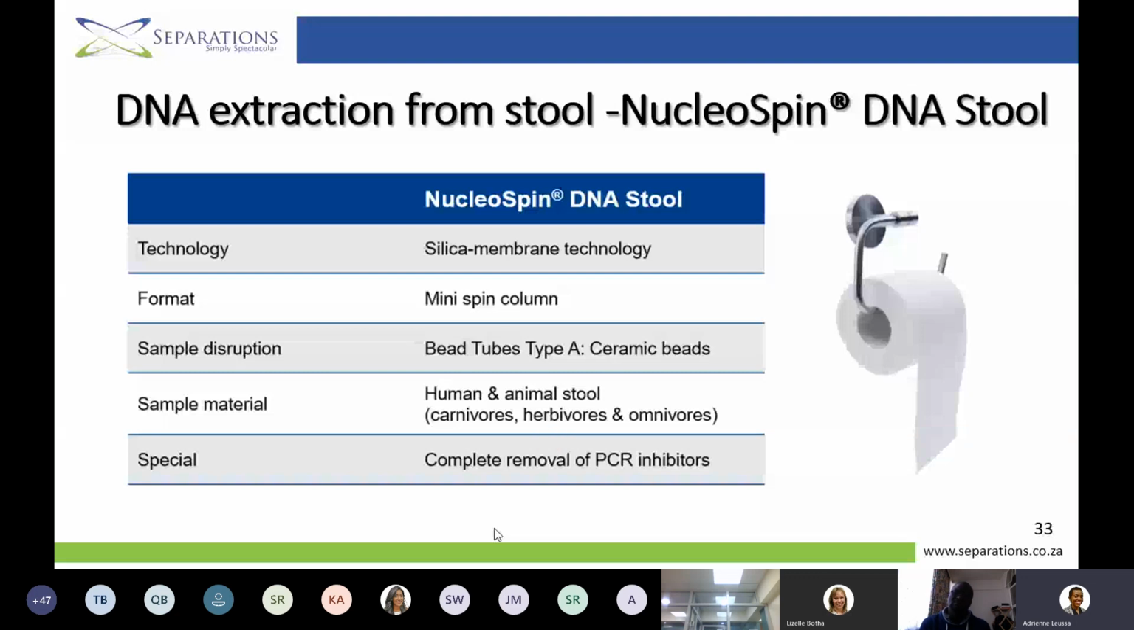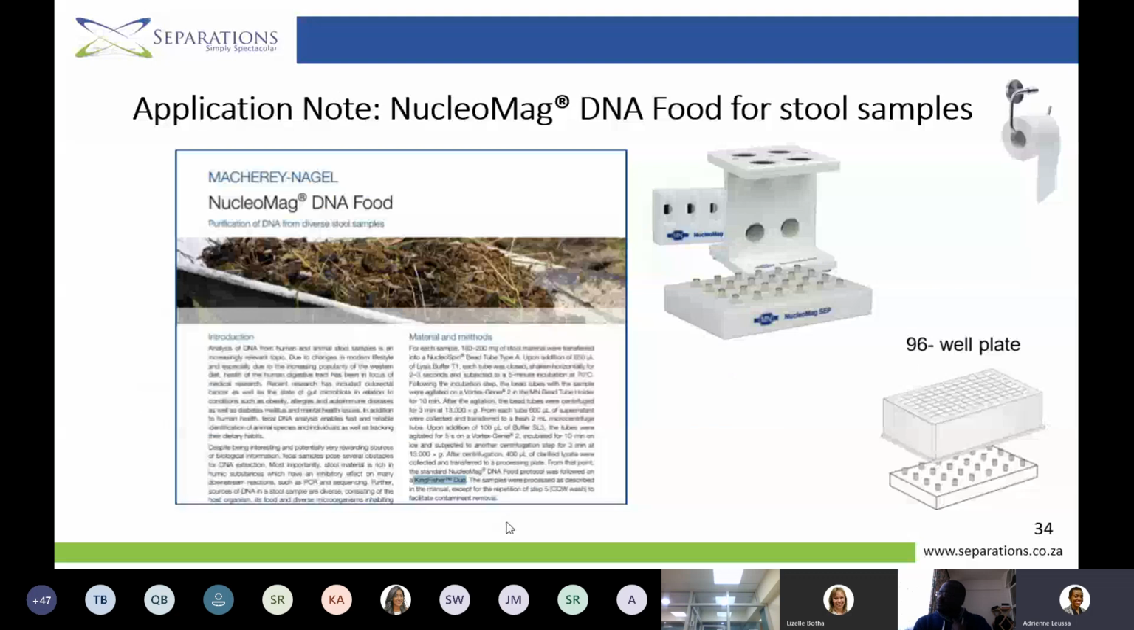Now, if you're looking to extract a lot of samples, or you want to automate the extraction of stool samples, there is the possibility of using the magnetic bead-based kit for food. You can use that for stool samples. This can be used by automated extraction using the KingFisher or similar platforms, or you can also use magnetic separators that are available from Macherey-Nagel for manual separations.